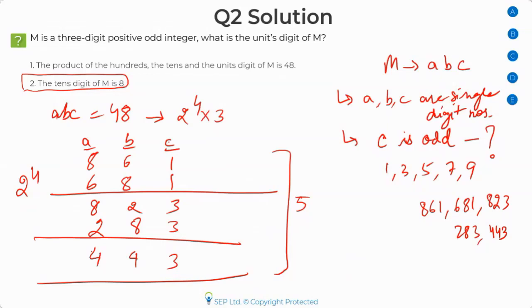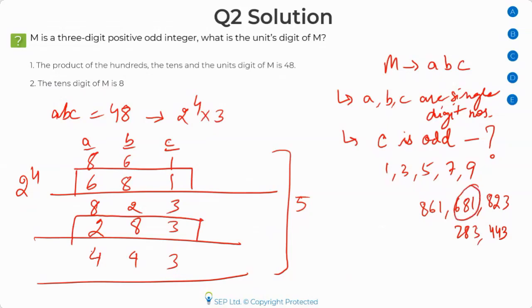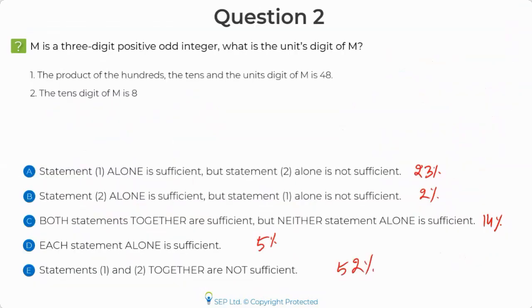Now, if I combine both pieces of information, if I know that the tens digit is 8, I'm still getting 2 possible cases, 681 and 283. In both these numbers, the tens digit is 8, but still the value of the unit digit is different. In one case it is 1, in one case it is 3. So I still cannot find a unique value for the unit digit. And that's why statement C is also the wrong answer.